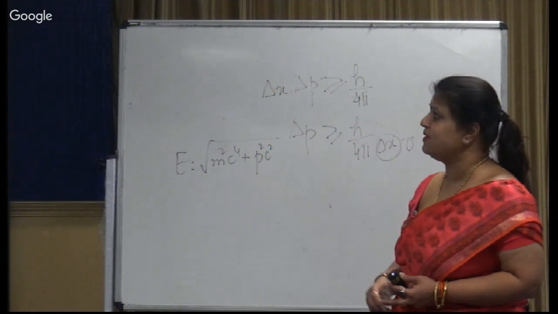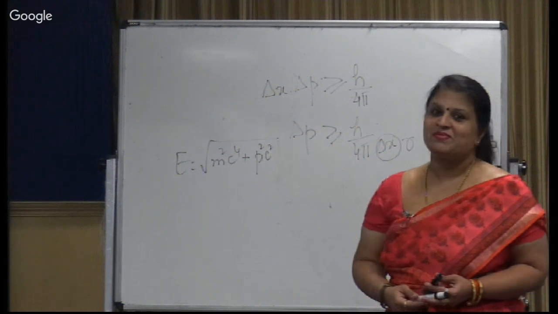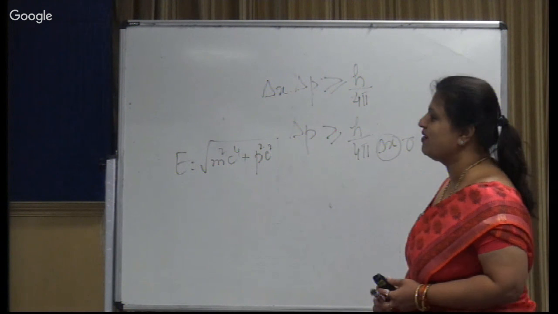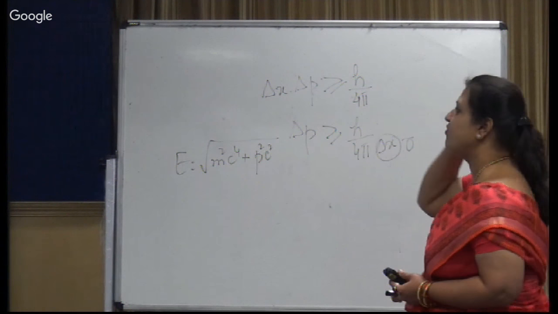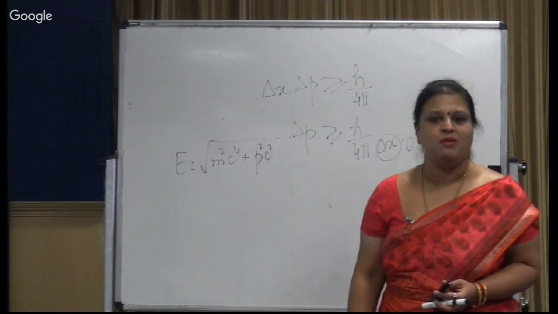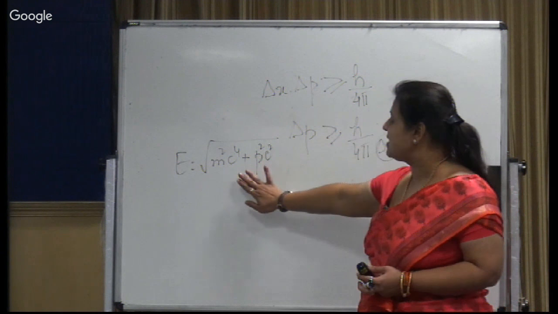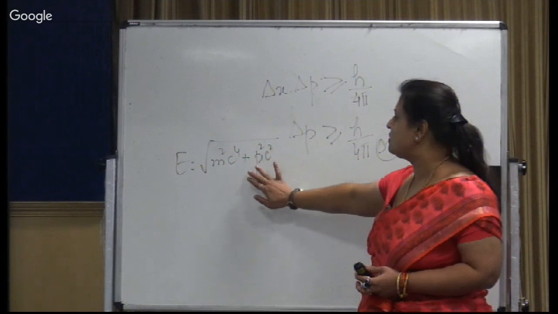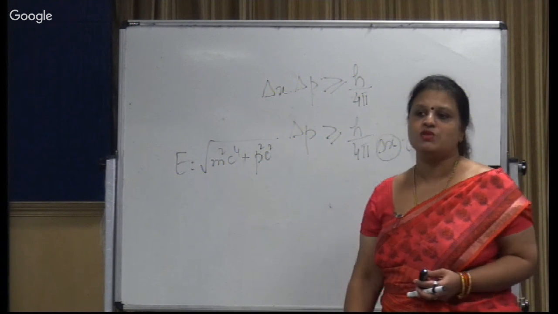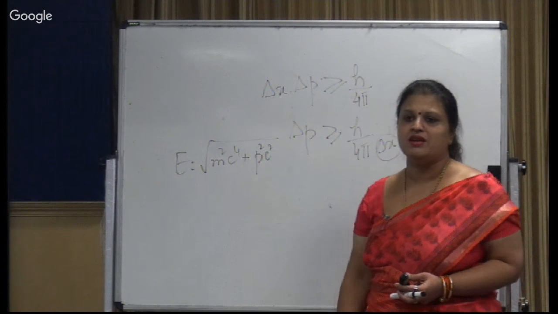If this happens, then even the energy can be calculated using the relativistic formula, the details of which I am avoiding, but it is the square root of m square c to the power 4 plus p square c square, and this comes out to be of the order of 20 million electron volt.